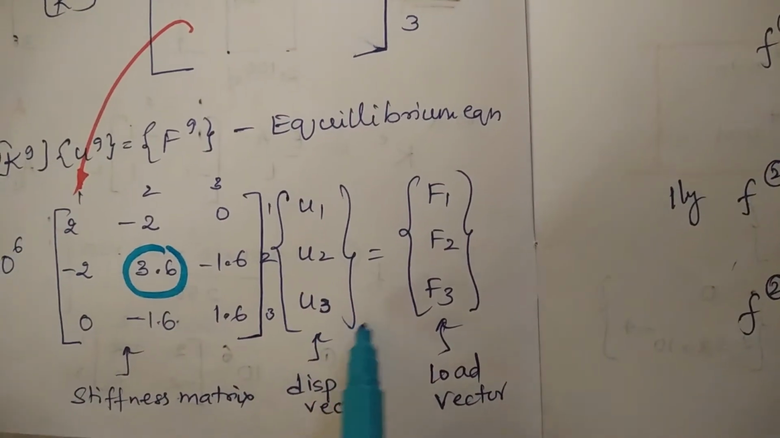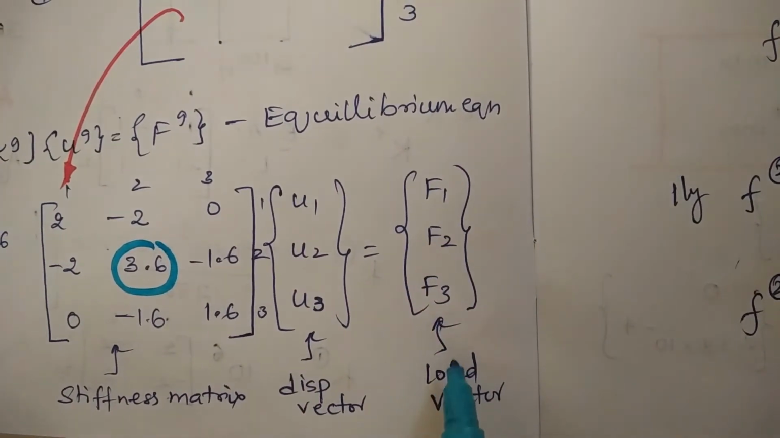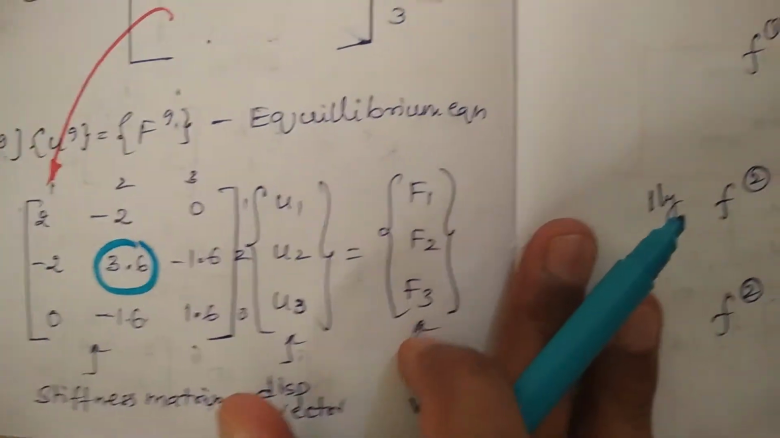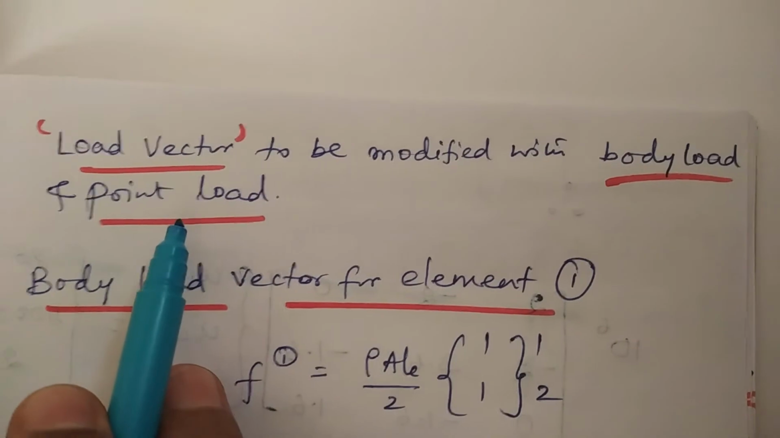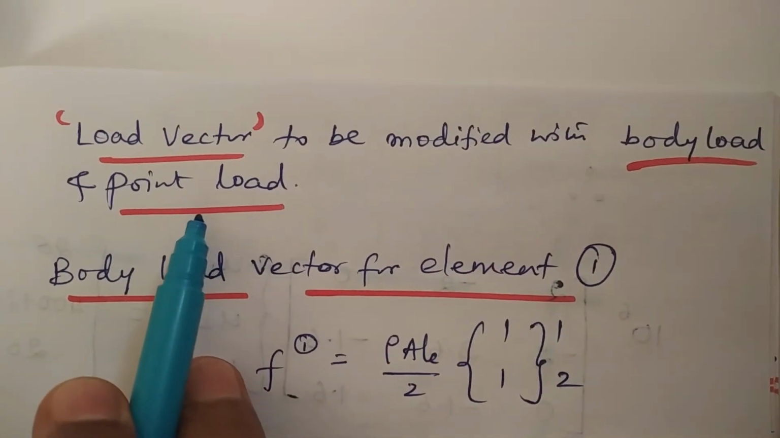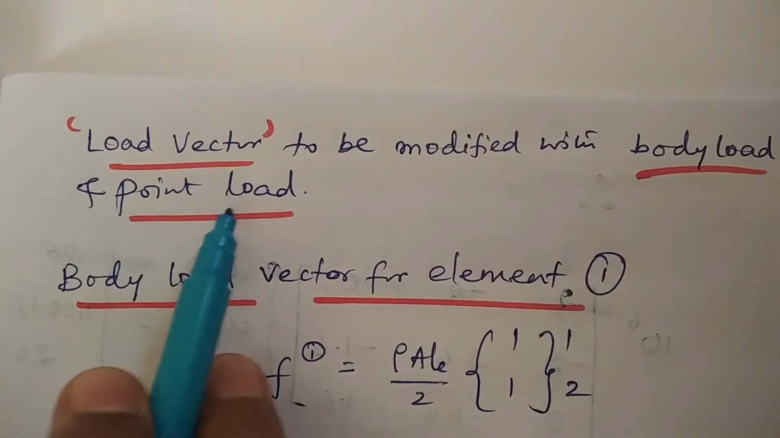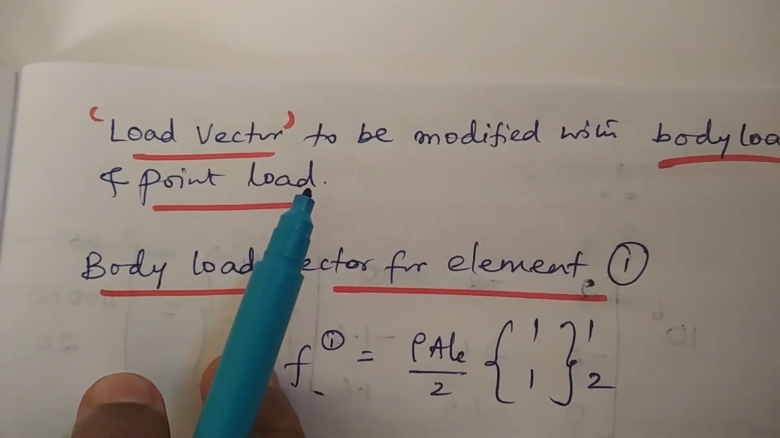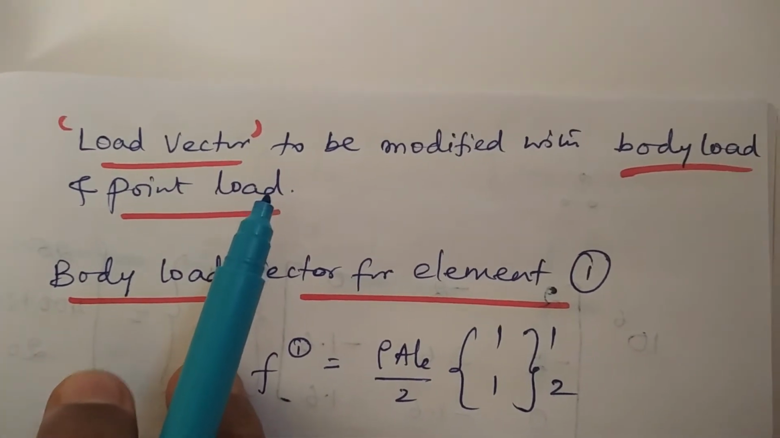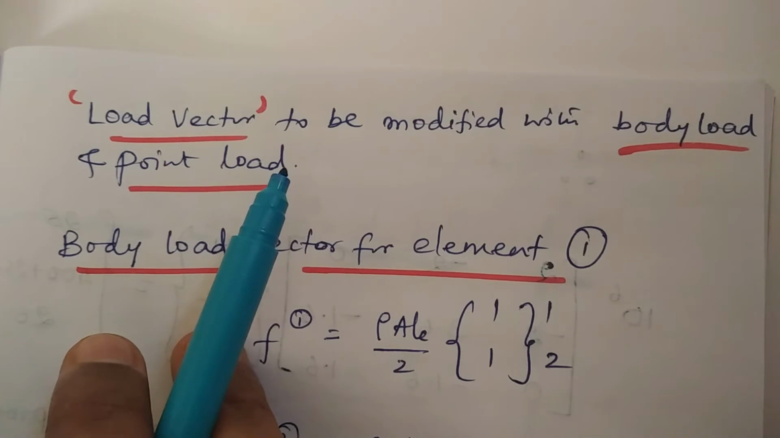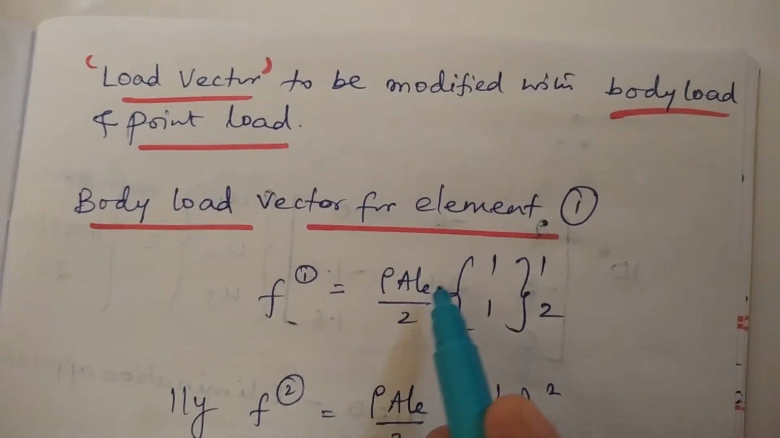So U1, U2, U3 are the global displacement vector, and F1, F2, F3 are the load vector. Now students, for the first time you will be observing the load vector. If you see the problem, in addition to the point load, it has been given that the self weight of the bar is to be considered. The self weight of the bar is given, that is rho.